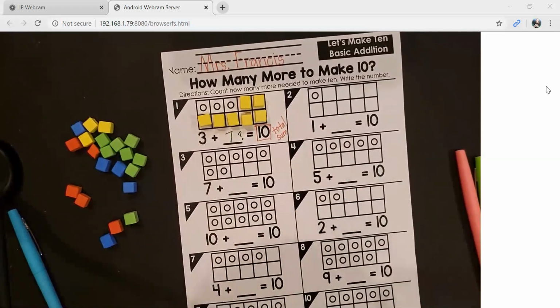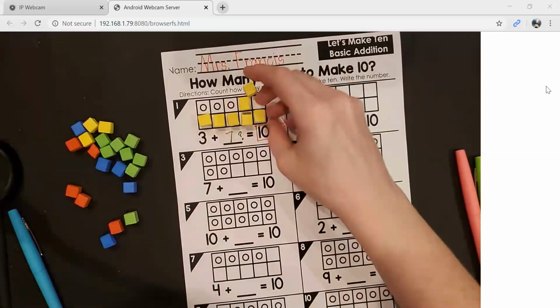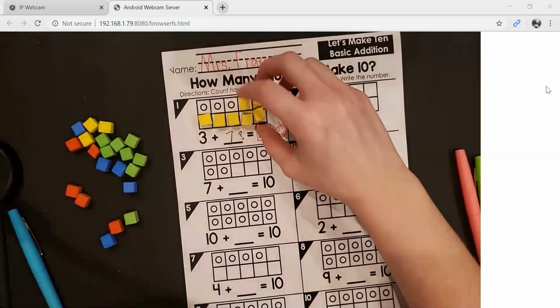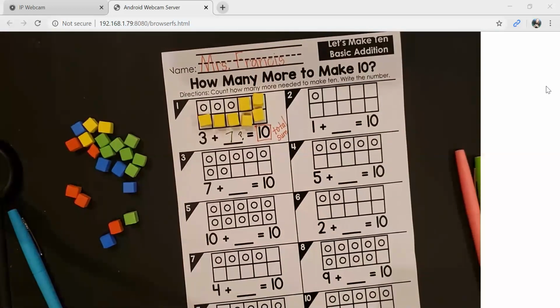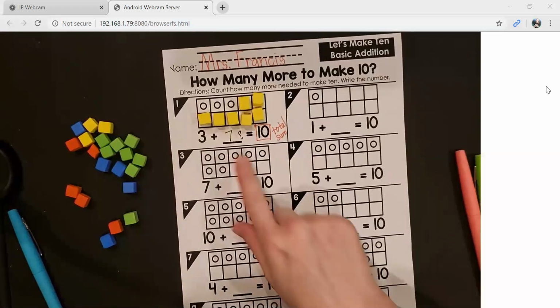So I'm going to leave this one just like this. Oop, if I don't mess it up. I'll leave it like this. On this one, though, I'm going to use my markers or my pens to show you how to do it if you don't have something to help you solve these with.